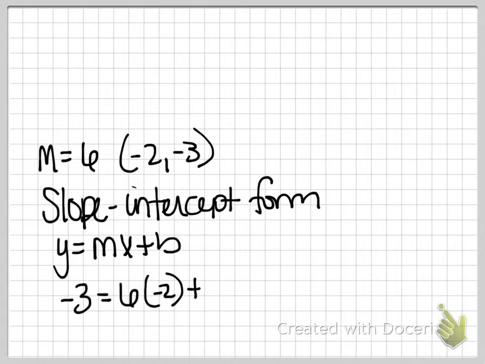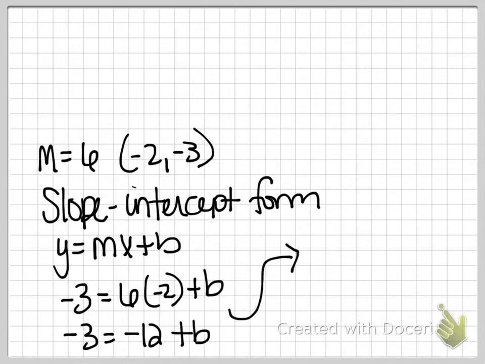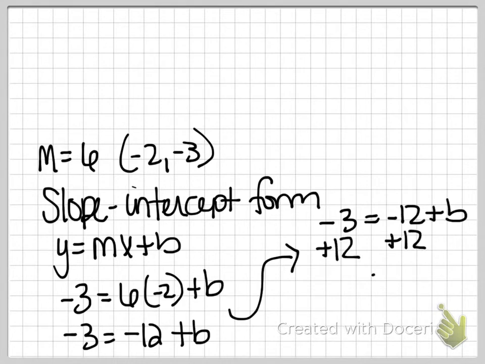So we're putting in a negative 3 in place of the y, a 6 in place of the m, and a negative 2 in place of the x. So 6 times negative 2 plus something equals negative 3. And we know that 6 times negative 2 is negative 12. So we just need to solve this equation for b, which means that we need to add our 12 over. And negative 3 plus 12 is 9. So again, we get our equation to be y equals 6x plus 9.